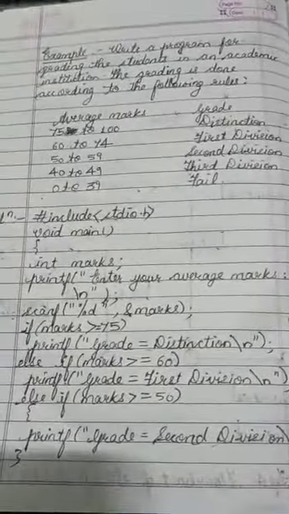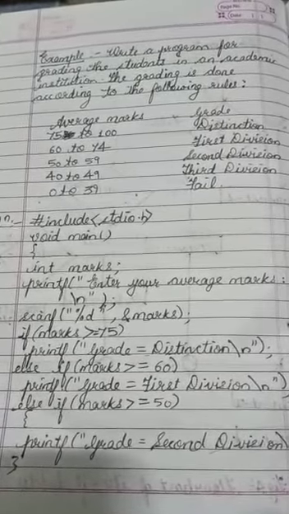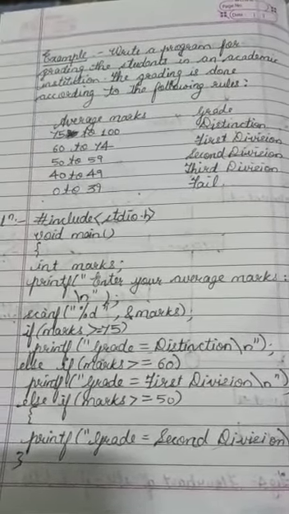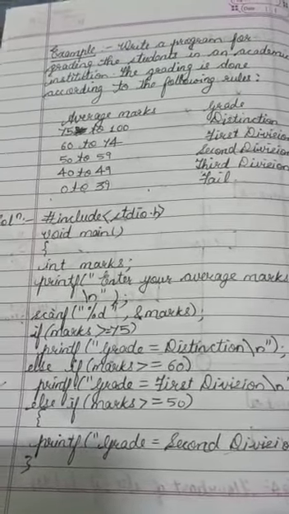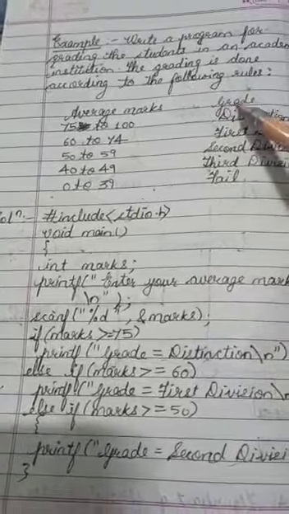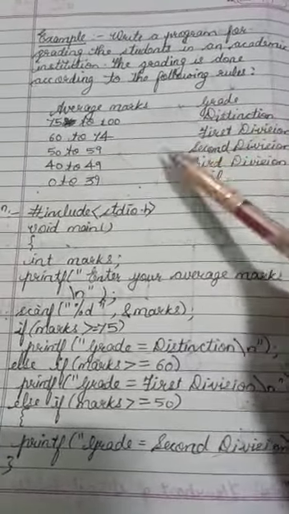Now let's see an example using an else if ladder. Write a program for grading the students in an academic institution. The grading is done according to the following rules. Average marks are given over here and the respective grade is given over here depending upon the average marks.